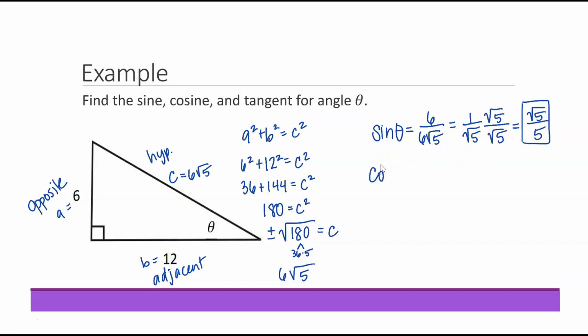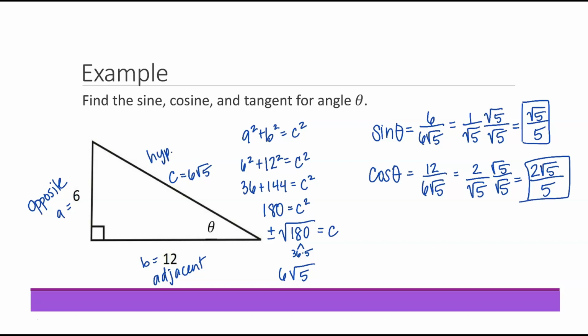And then we go ahead and find cosine theta. So cosine is adjacent over hypotenuse, the CA part, right? So we have 12 over 6 radical 5. And here we can simplify. So 6 goes into 12 2 times. So we'll have a 2 on the top, square root of 5 on the bottom. We can again rationalize, multiply the top and bottom by radical 5. So we get 2 rad 5 over 5 as cosine of theta.